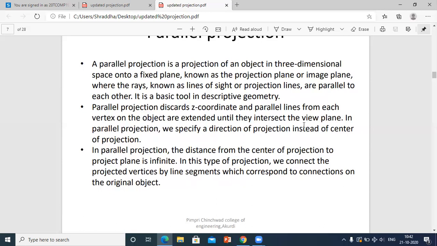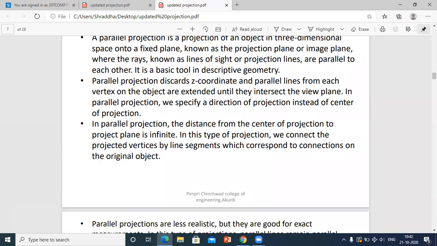Coming to the third point, the distance from the center of projection to the projection plane is infinite. Distance from the center of projection means where the object is placed and the screen on which you have to display that object. So the distance between the center of projection and that particular plane is infinite. It can be at any infinite distance.